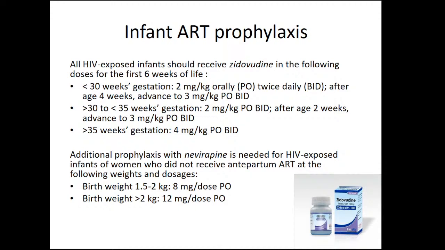from the delivery. Additional prophylaxis with nevirapine is needed for HIV-exposed infants of women who didn't receive antepartum ART at the following weights and dosage, as you can see on the screen. For lower birth weight, an 8 milligram dose orally. For those who weigh more than 2 kilograms, a 12 milligram dose of nevirapine.